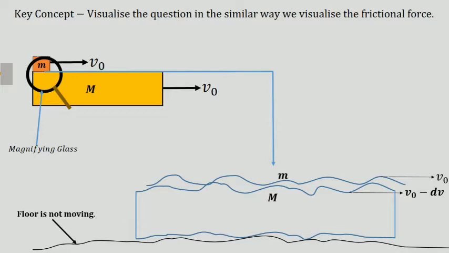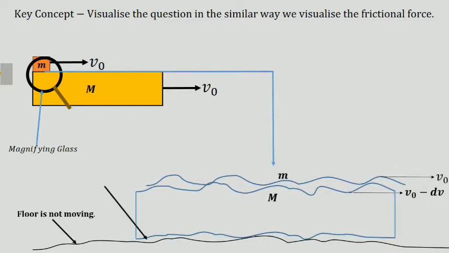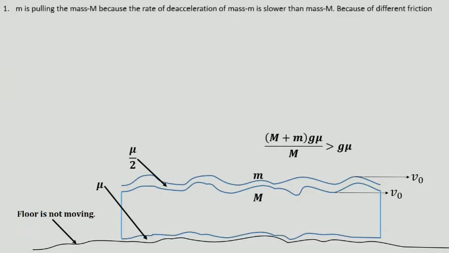Now the friction coefficient between capital M and the floor is mu, and the friction coefficient between small m and capital M is mu by 2. So from this we can say the rate of deceleration of small m is slower than the rate of deceleration of capital M. So we can say the small m mass is pulling the capital M mass, because the rate of deceleration of m is lower than that of capital M, and the reason for that is the friction and normal forces.